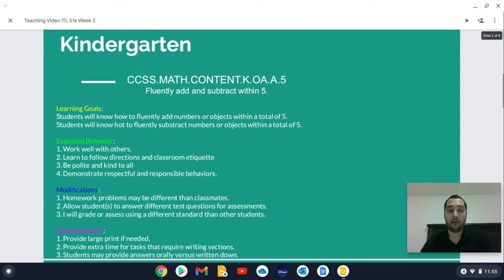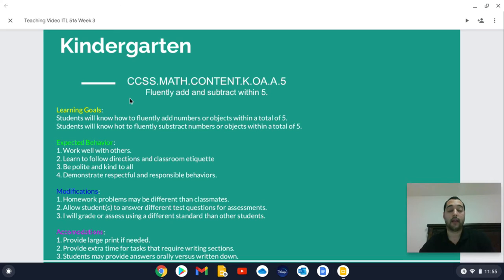Now, students, you are all kindergartners, and the math standard that we're going to be learning today is fluently add and subtract within 5. And students, what you're going to be learning today are 2 things. The first is you will know how to fluently add numbers or objects within a total of 5. And you will also be able to fluently subtract numbers or objects within a total of 5. So again, we're going to add numbers up to 5 and subtract numbers within 5.